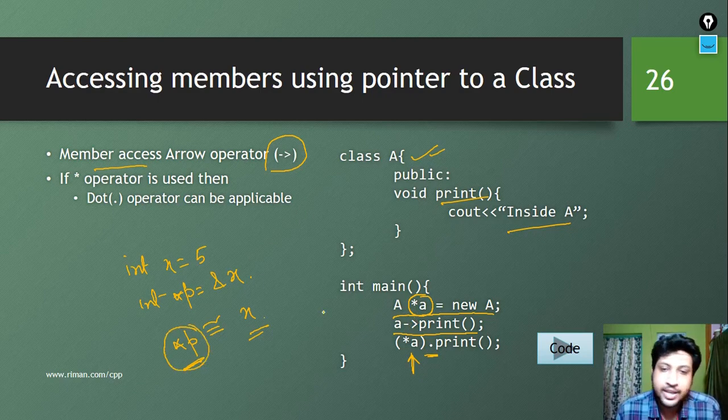So if this is a pointer to an object, then star a is actually that particular object. So whenever we have an object, we can use the dot operator. Dot is another member access operator that can be used to access these members. So let's take a look at the code.